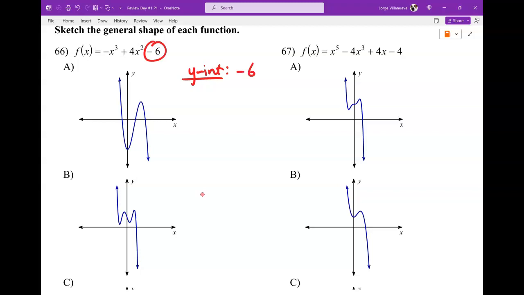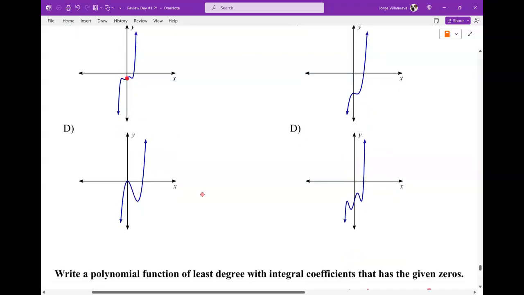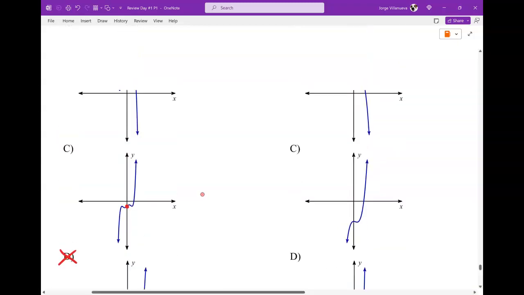But does A look like it crosses the y-axis at -6? You might say there's no numbers, but yeah, right? What about B? No, that's above the x-axis, so that's not good. What about C? I want to say no, but since it's not to scale, it could be -6. I don't know. It's below. So I'm going to leave it. And D crosses at 0 for sure. That's not it. So it's either A or C.